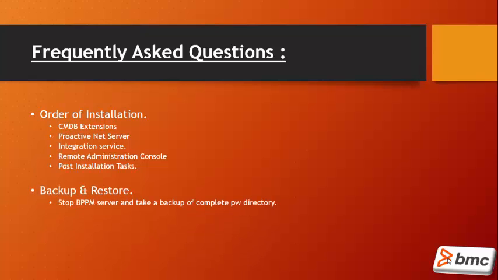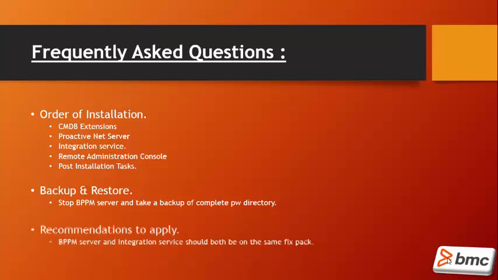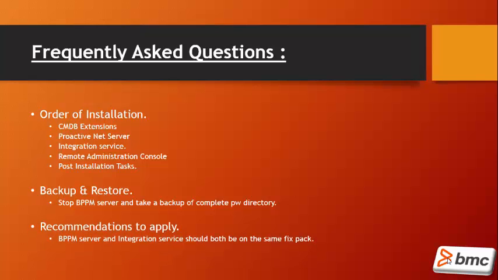Next query is how to back up the BPPM server for Fixpack 1. For installing Fixpack 1, it is recommended to take a backup of the entire PW directory when the BPPM server is stopped. This will help you restore your BPPM server to its present state in case the Fixpack installation fails, with minimal downtime. A complete revision of the snapshot will also work. Lastly, recommendations to apply: the BPPM server and integration service should both be on the same Fixpack, as otherwise this results in inconsistency in the behavior of the product.